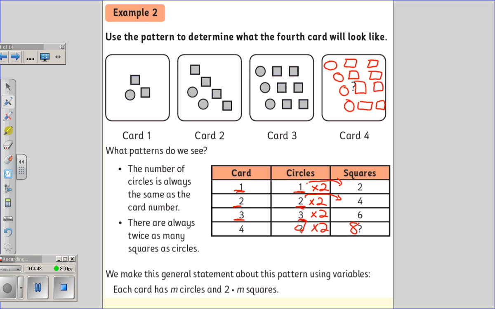Again, we can make a general statement about this. We can say that each card has M number of circles, and it's the same as the number of the card. To figure out squares, we can say, well, I took my number of circles, M, and I multiplied it by 2. So we would say that each card has M circles and M times 2 squares.